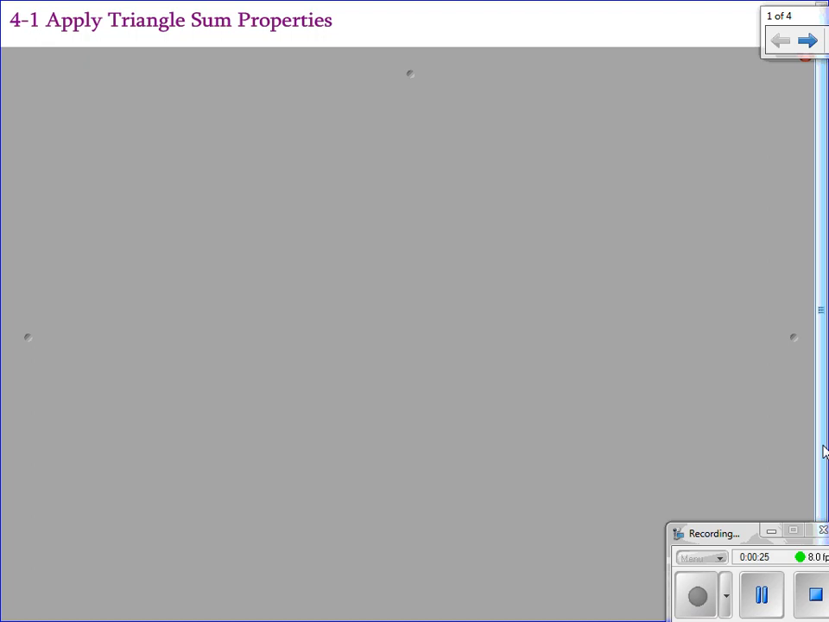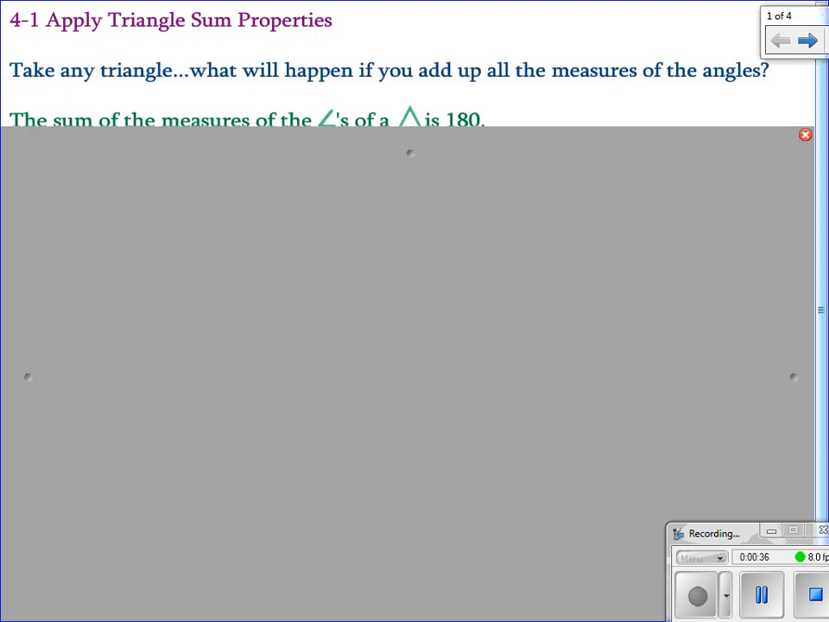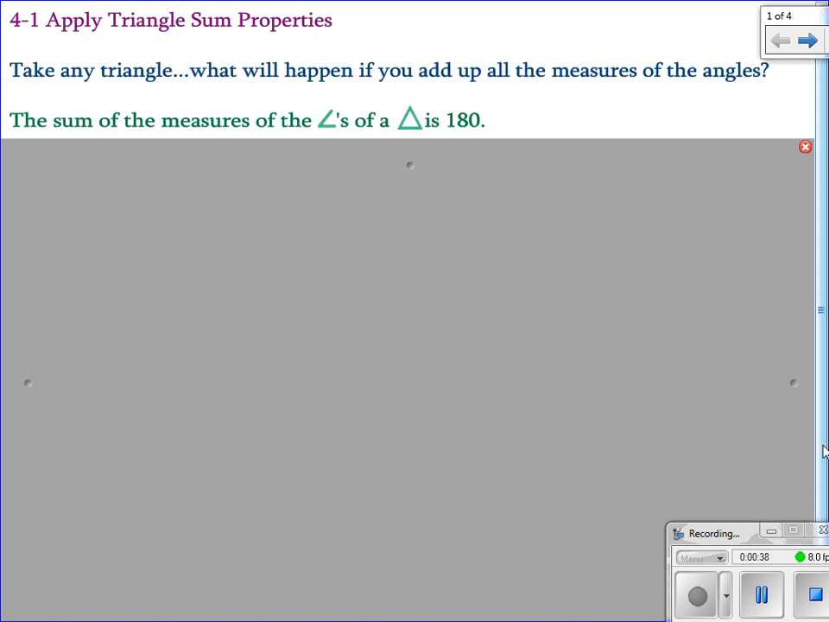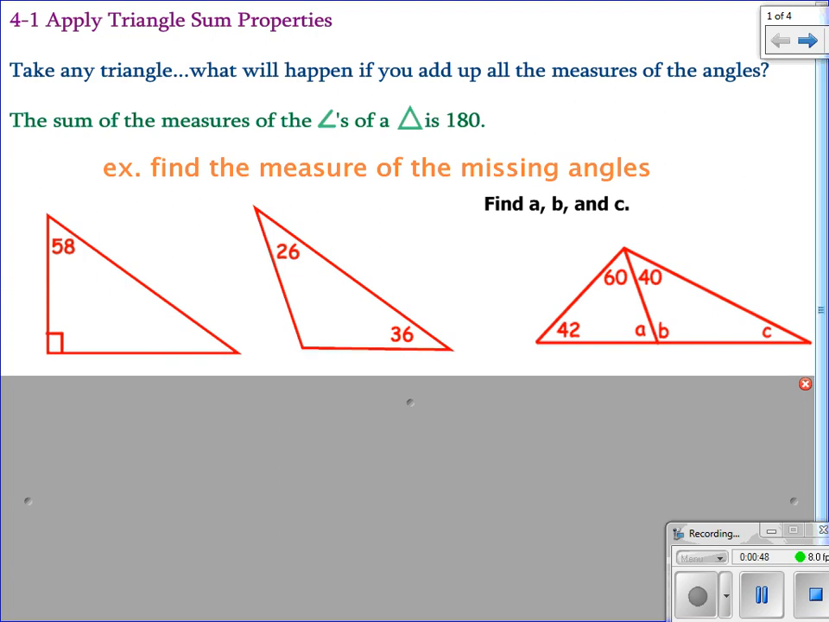We're not going to look at proofs today. We're going to start that on Friday. But we're just going to review some triangle properties that hopefully you have seen before. And if you haven't, we'll teach them to you today. So with a triangle, when you add up all the measures of the angles, you do get 180 every single time, no matter what the triangle looks like. Okay, so knowing that, we want to find all of the missing angles on these three pictures.